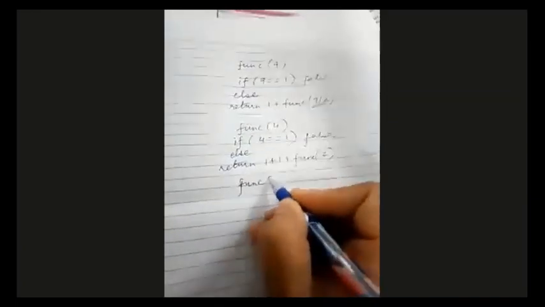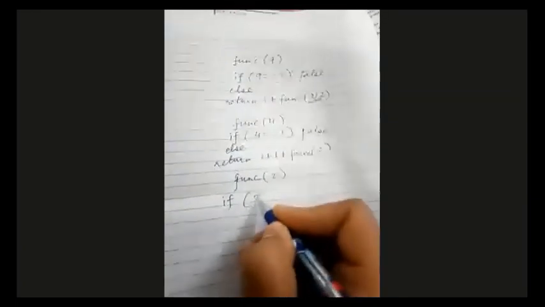9/2 का क्या मतलब होता है? 9/2 का मतलब होता है 4. Function is being called with the value 4. फिर से चेक कर रहा है. Base case 4 double equals to 1, which is false. So else में जाएगा. It will return 1 plus function with the value 4/2, that is 2. फिर से 2 से कॉल कर रहा है. Again, function is being called with the value 2. If 2 double equals to 1, this is again false.